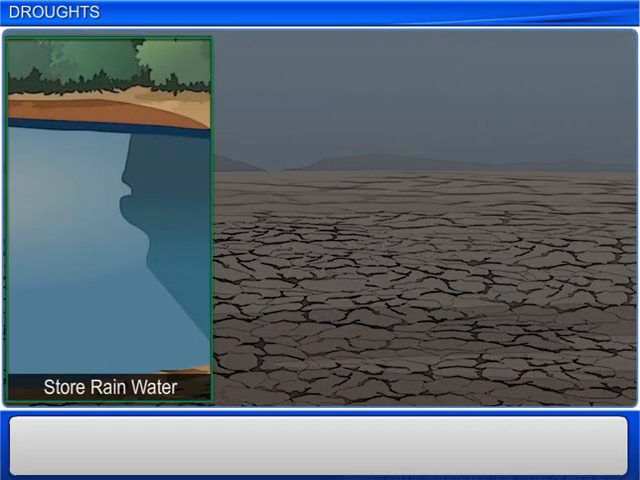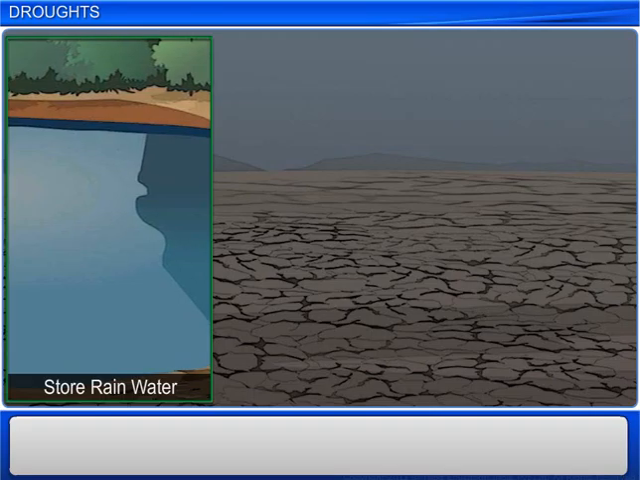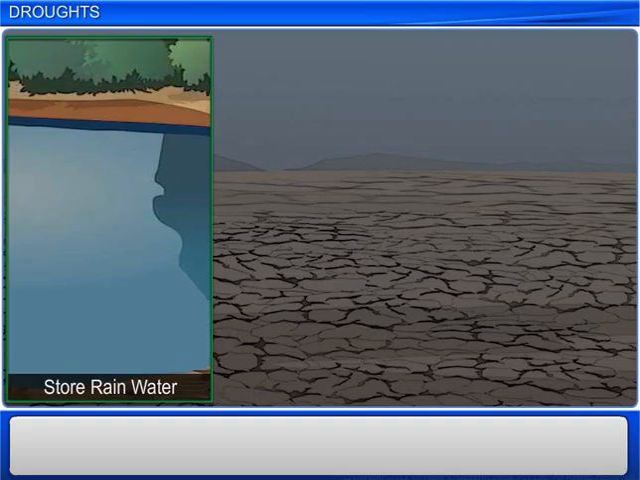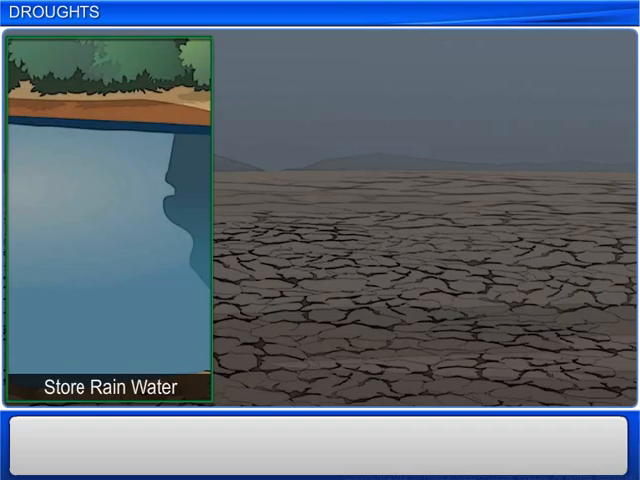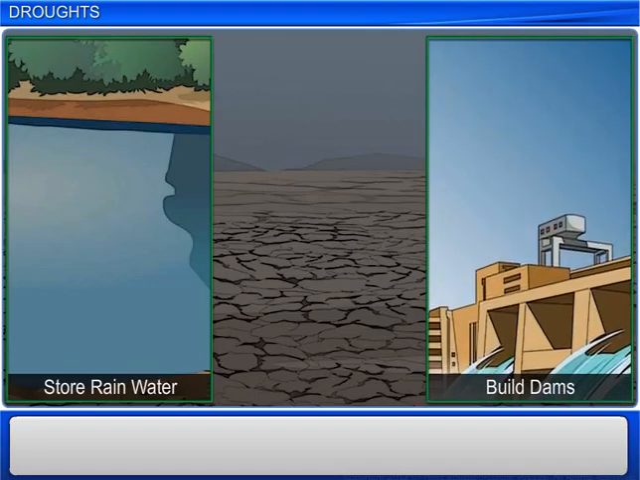We can store rainwater to prevent droughts. For this, we need to dig ponds to collect the rainwater. We can also build dams to collect excess rainwater.